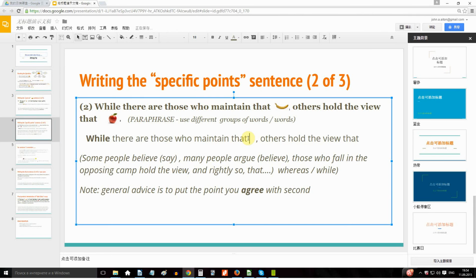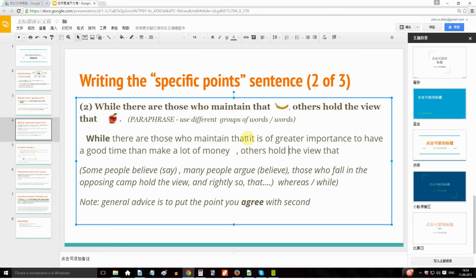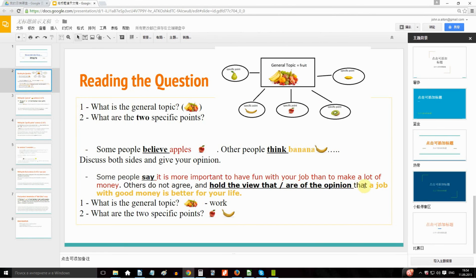Maintain that it is of greater importance to have a good time than make a lot of money. Others hold the view that, and the second point.